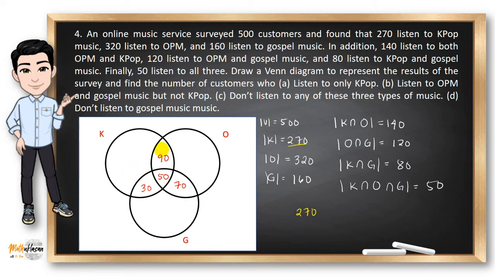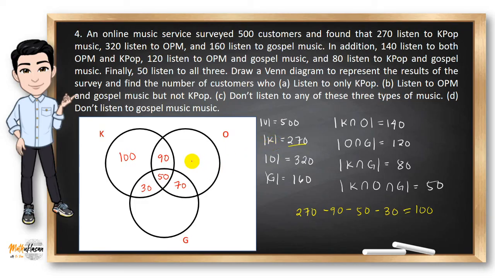But by subtracting these 3, 90, 50, and 30, we can get the missing value for this region. Alright, so the answer here is 100. So meaning, there are 100 customers who listen to K-pop only. But if you want to check your answer, all you need to do is to add 100, 90, 50, and 30, and you need to get 270 because this is the cardinality of the whole set K.